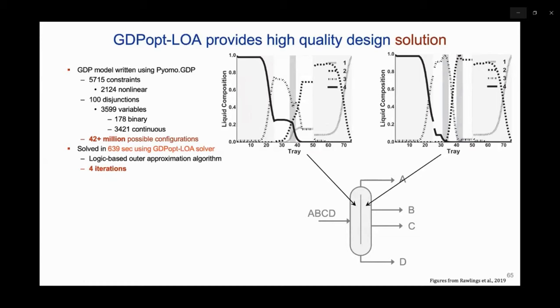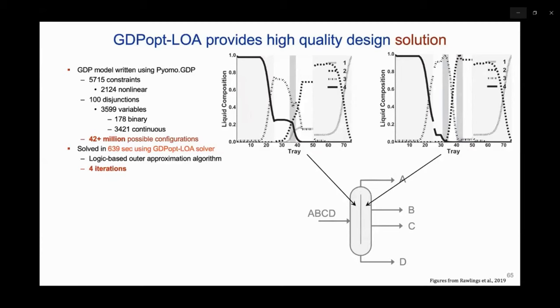Why? Because it's not only number of trays, also remember here, we have a divided wall. So we have trays on one side, trays on the other side. Then we also have to decide the feed tray. We have to decide where we extract the feed. So again, it can be a huge number of combinations.